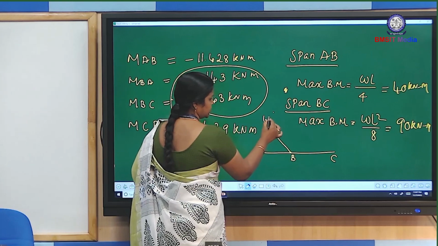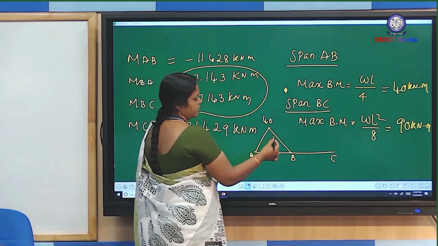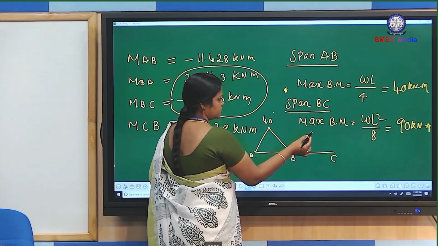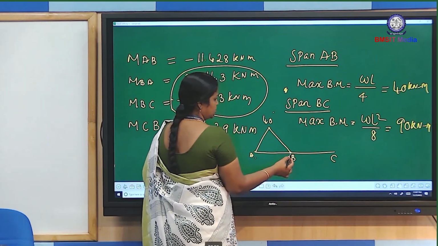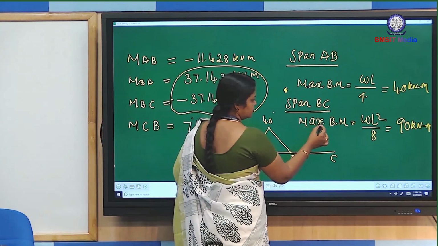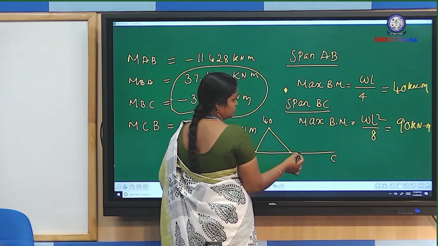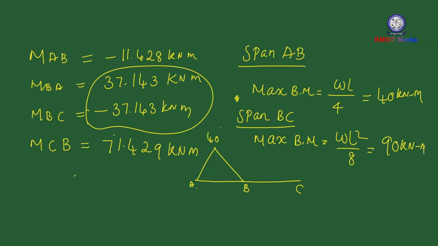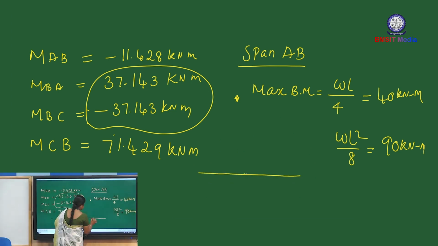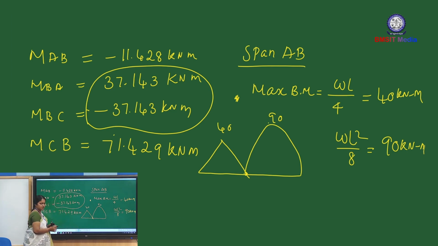This is 40. So next one, coming to span BC. This is 90 kilonewton meter. The beam BC is subjected to UDL load. For the UDL load, the bending moment diagram is parabolic. This is point B, this is 40, and this is 90 somewhere here. This is parabolic. This is 90, and this one is 40. This is the simply supported bending moment diagram.